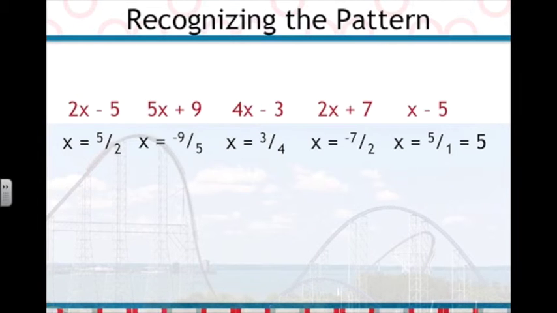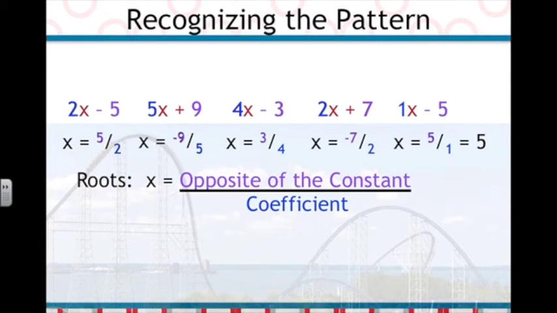If we look closely, we can see the pattern. First, notice that the numerator of each root is the opposite of the constant term of the factor. Also, the denominator of each root is the same as the coefficient of x in each factor. Once we notice this, we can find the roots by saying that x equals the opposite of the constant over the coefficient. This is a nice rule that will work no matter what the factors are.